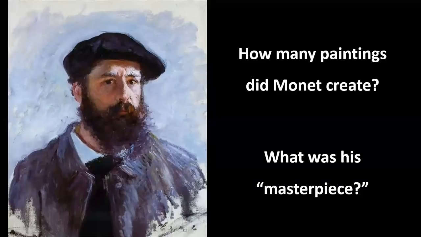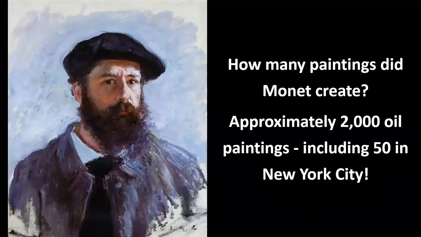So the masterpiece question we'll answer a little bit later, but as far as how many paintings he created, he did about 2,000 oil paintings. Now he made a few other types of paintings like pastels, and things like that. And there's 50 of them in New York City.